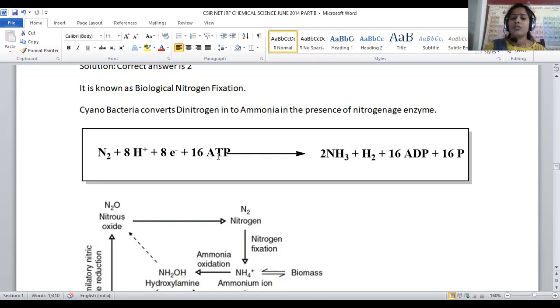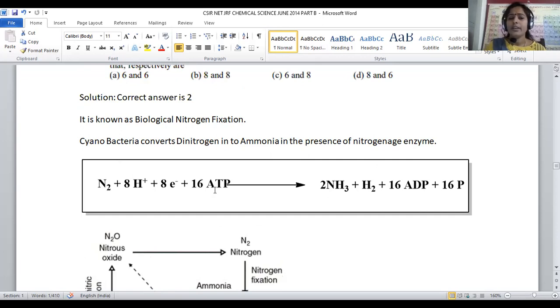When ATP gets oxidized, then only energy will be released, right? Adenosine triphosphate. So this nitrogen, by associating with 8 H plus and 8 electrons and 16 ATP molecules, is transformed into ammonia. Whenever 6 hydrogens are consumed by nitrogen, the leftover will be 2 hydrogens, so hydrogen will be evolved. Now ATP, adenosine triphosphate, turns into adenosine diphosphate, meaning one phosphate unit is discarded from each ATP. So 16 ATP is used to discard 16 phosphate units.